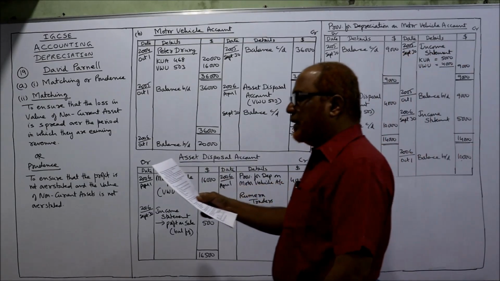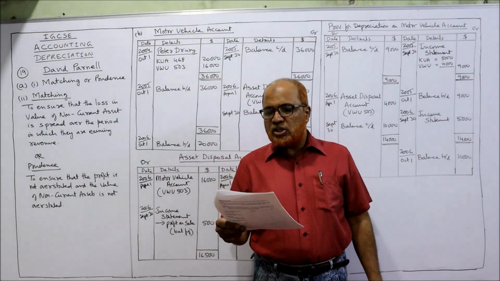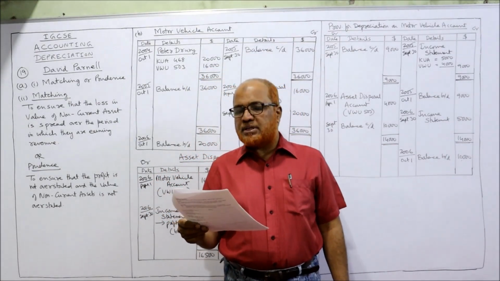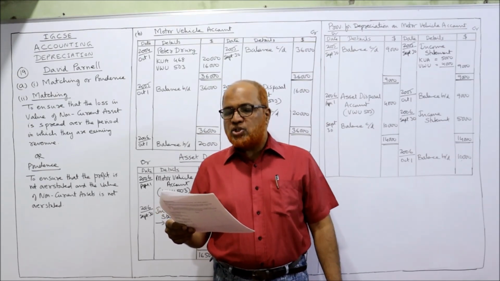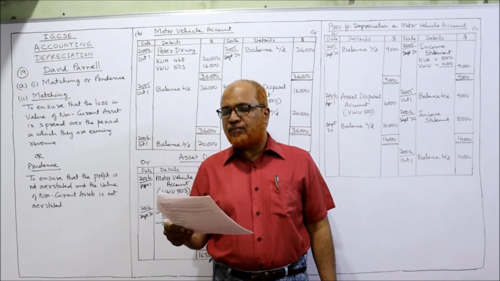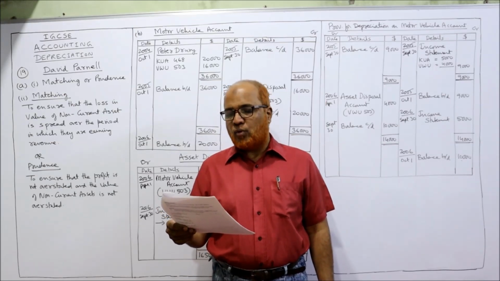Now, see the 19th one. David Parnell is a trader. His financial year ends on 30th September. Every year he is closing the accounts on 30th September. He purchased following motor vehicles on credit from Peter Drury on 1st October 2004.